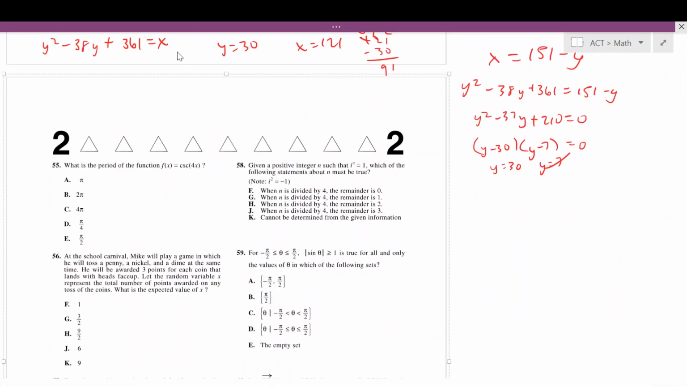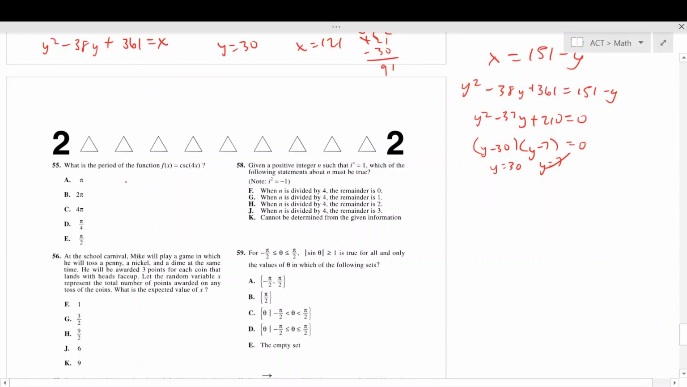What is the period of the function cosecant of 4x? Another thing, there's not really much of a trick, but you do have to know, of course, that identity I showed above. It's called the Pythagorean identity, in case you're wondering. You're going to need to know the period of the trig functions.